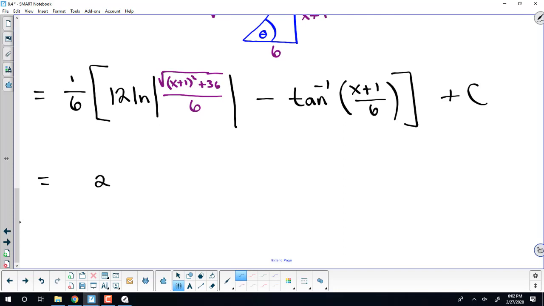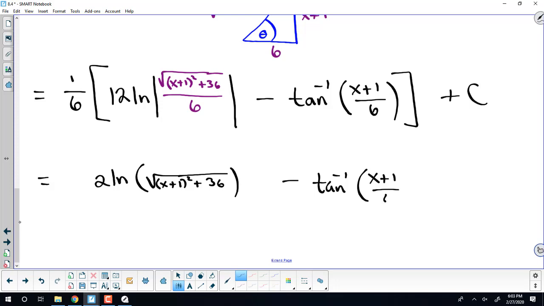So we've got 2 natural log. Our quantity here is positive, so we'll just have the natural log of this quantity. Minus inverse tangent, 1/6, sorry, 1/6 here as well. Okay, and so we could apply the trick here. I forgot this. We could apply the trick to this if we wanted to rewrite this utilizing properties of logarithms. We could probably clean that up a little bit, but that's kind of it.